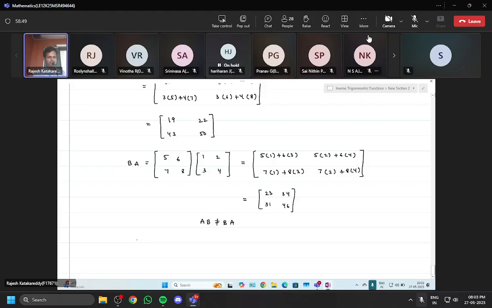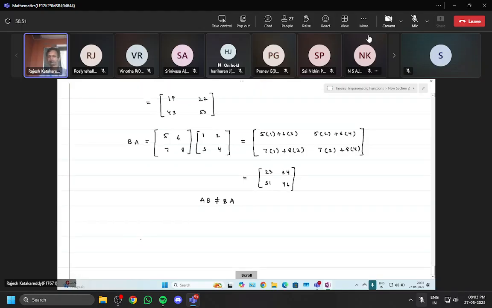Now properties we will write one by one. Property number one.